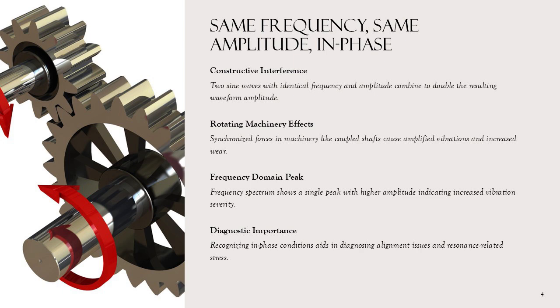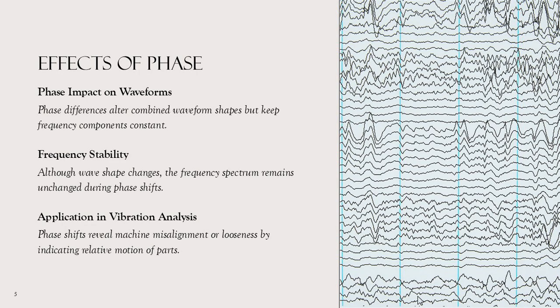on machine parts. Phase differences between two sine waves of the same frequency alter the shape of the combined waveform without changing its frequency content. As the phase shifts, the peaks and troughs of the waves slide relative to each other, creating patterns that range from constructive to destructive interference. While the time domain waveform may appear distorted, the spectrum remains unchanged because the frequency components are constant.